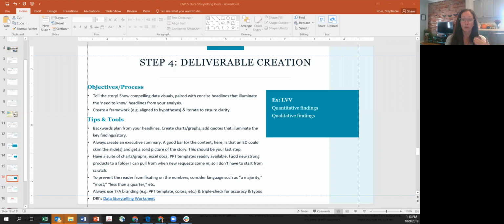So making sure in your mind, what are the key things you really need to cover? Create a slide for each thing, or make sure that you're starting with that and doing the charts and graphs and quotes that really illuminate the things that you would highlight in your story as you're telling it. Always create an executive summary. I always also do this last.